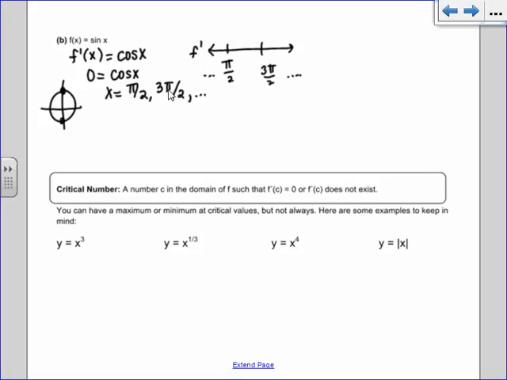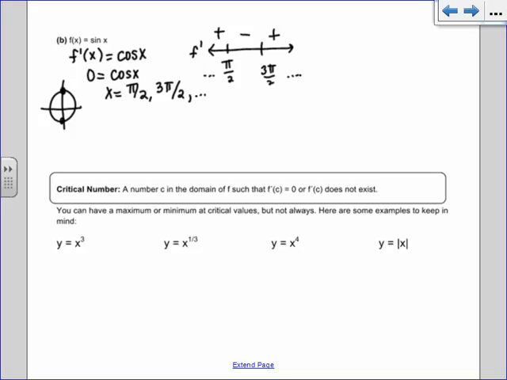So if I try pi over 4 into the derivative, cosine of pi over 4, is it negative or positive? It's positive, right? Root 2 over 2. If I try pi, cosine of pi is negative, because it's negative 1. All right, and if I try something a little bit bigger than 3 pi over 2, so like 7 pi over 4, okay, then that gives me a positive value.